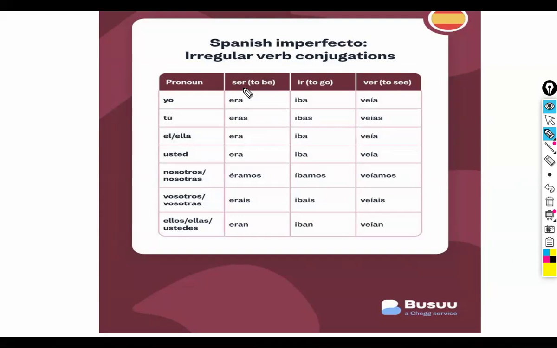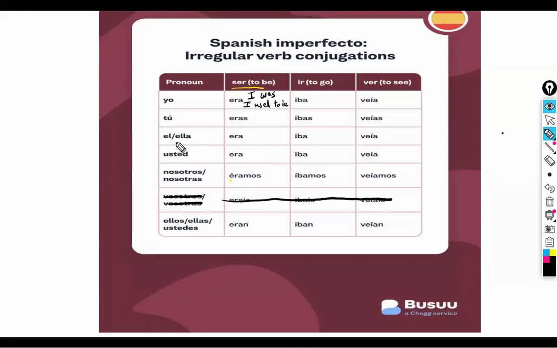So ser is our first one, right? Instead of taking off the -er and adding in -ía, etc., the whole stem changes. So it becomes era, eras, era, éramos, with an accent on the E, eran. And again, we're going to cross out vosotros from our table, right? And you don't need to take it on a table, obviously. Right now, what does this mean? I was, I used to be, right?